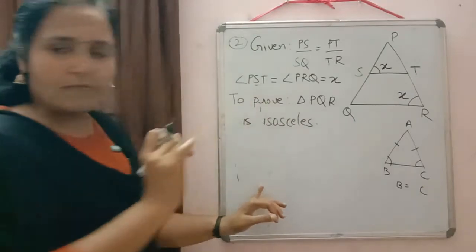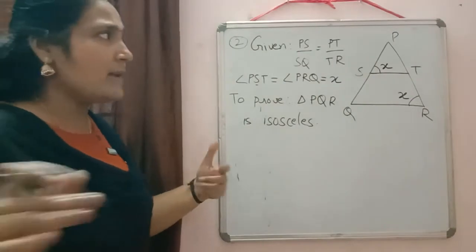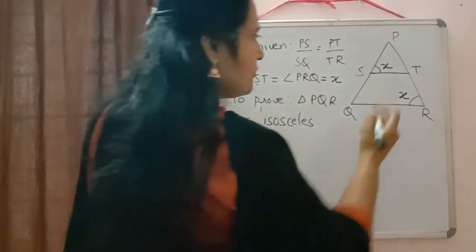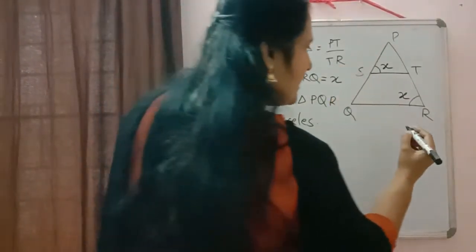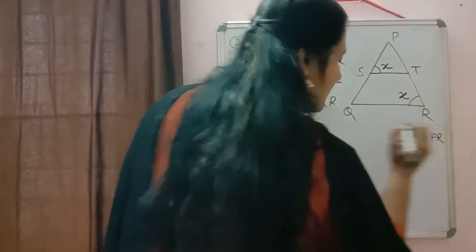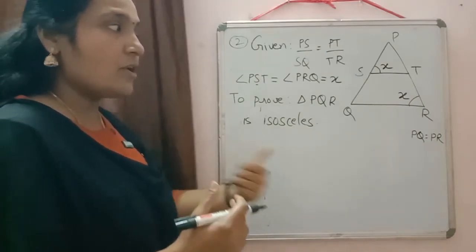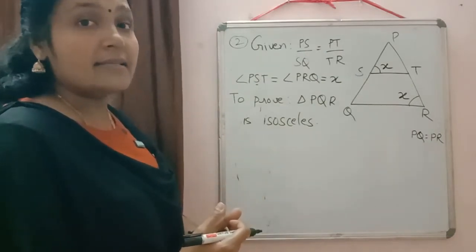So here also we have to prove this. Keep in mind what we are going to prove here. We have to prove the triangle is isosceles. Means what I am going to prove now, PQ is equal to PR. But for the sides we don't have any relation there. So what I will prove here is that the angles are equal.